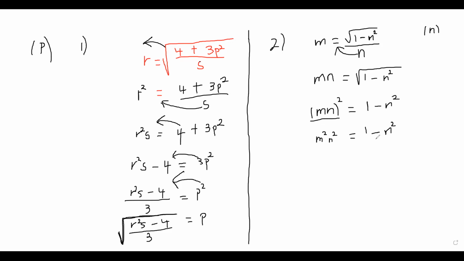Now what we need to do is take over this minus n squared. When it goes over, you've got to add. It'll be plus n squared, and the 1 we leave on this side. So this is going to be squared here too: m squared n squared. Now we want to make n the subject.